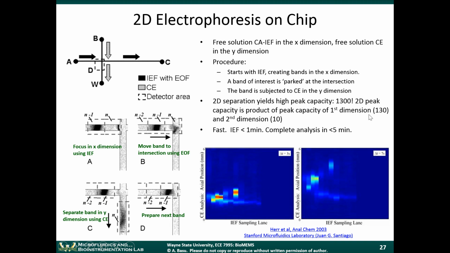But when you combine the two together, this is the advantage of 2D separations. The peak capacity in a 2D separation is the product of these two. So 130 times 10. So it greatly improves your ability to separate complex mixtures. Because they didn't use a gel, they used free solution, and they did this in a microfluidic chip, they had fast analysis times, less than 1 minute, compared to hours to do this on a traditional gel.